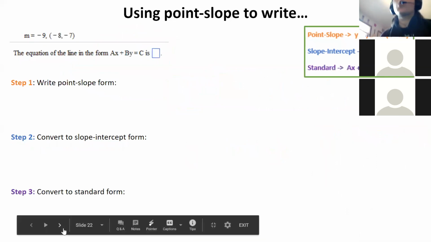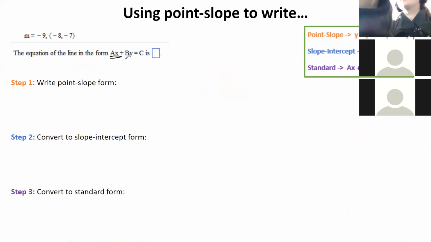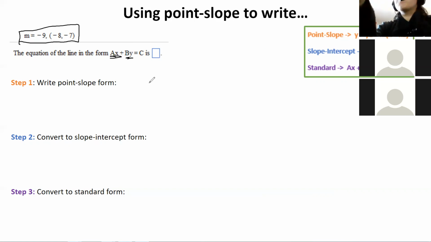Cool. Okay, so sometimes you have to go a step further. Sometimes you have to go from point slope to slope intercept to standard form. Okay, so we're going to start, and standard form is when the x and the y are on the same side and you have no fractions. That's key, no fractions there. Okay, so we have a slope and a point. So we're going to start by putting it in point slope formula.